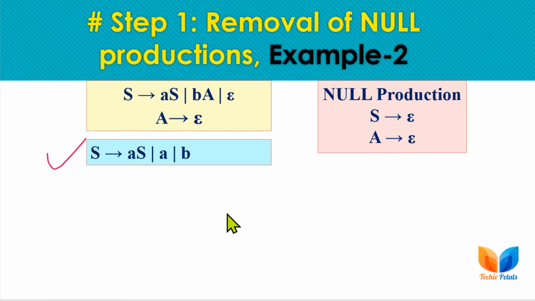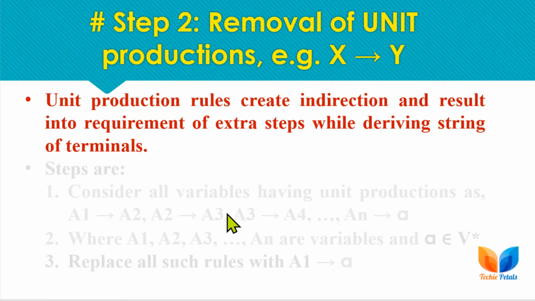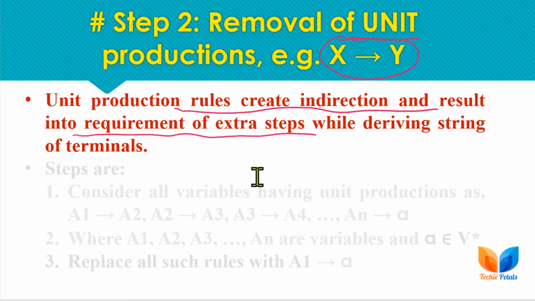So the next step is the removal of unit production rules from the grammar. Unit production rules are of this type, where one non-terminal is rewritten by another non-terminal, and unit production rules create indirection and result in the requirement of extra steps. We are unnecessarily rewriting a non-terminal with another non-terminal, so we are adding an extra step to the grammar by adding the unit production rules.